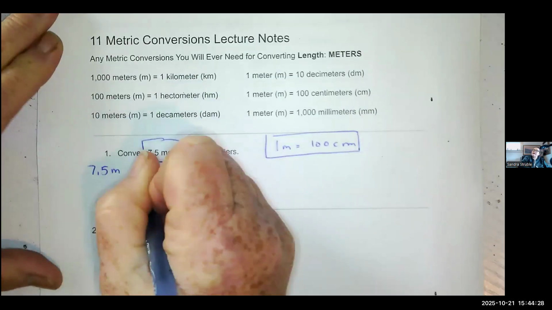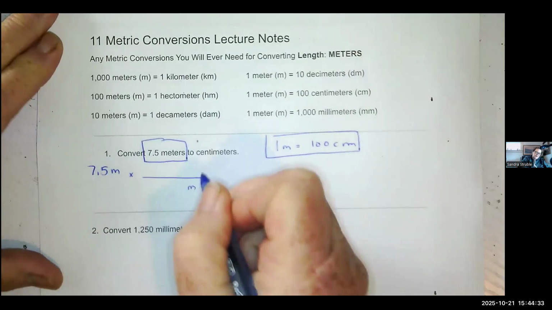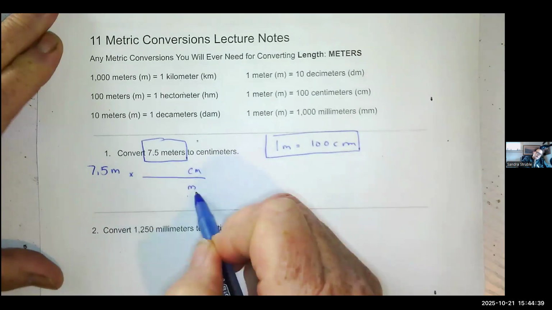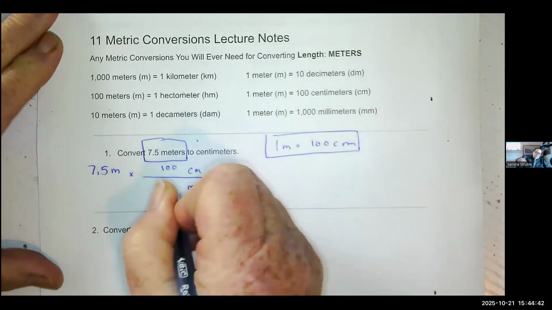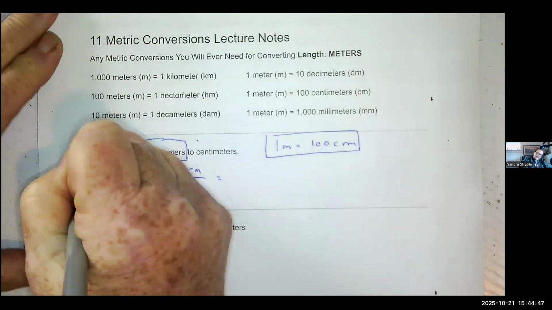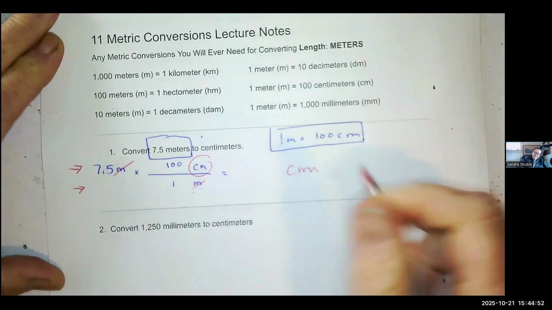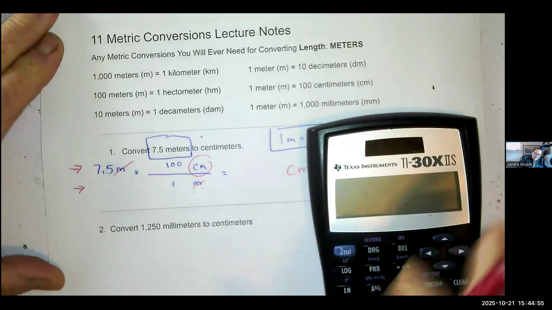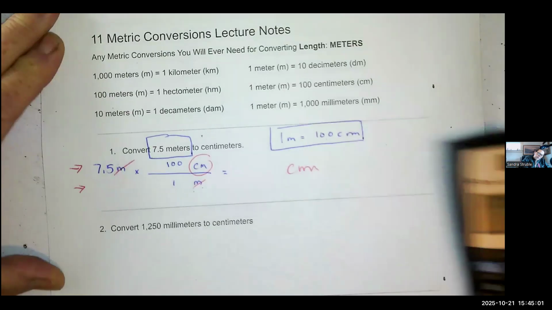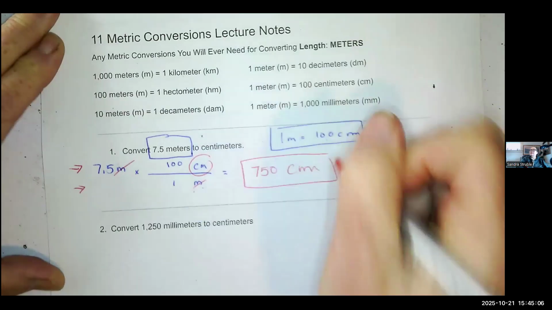Now I know I want to get rid of my meters and go to centimeters, and I have a way to do that right there. Once I get it to where my meters are going to cancel, I can plug in the numbers. 100 centimeters is 1 meter. Multiplying straight across, my meters are gone. I'm left with centimeters. Fantastic. All right, 7.5 times 100. Calculator. No going up and down, nothing. Times 100, 750. So 7.5 meters is 750 centimeters.